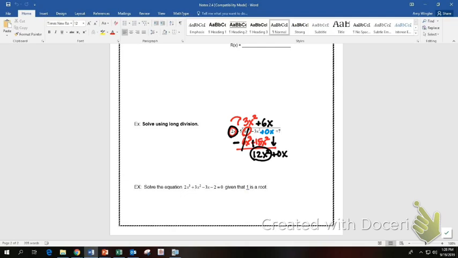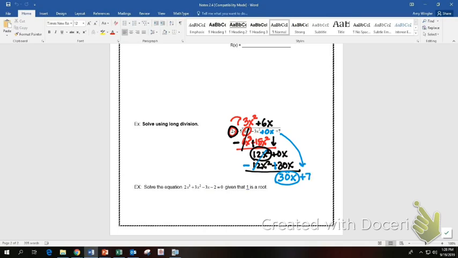So 6x times 2x is 12x squared. 6x times negative 5 is negative 30x. And now we have to subtract. Remember, when you subtract, you change both signs. The first term's going to cancel out, and 0x plus 30x is 30x. So now you're looking right here. Ooh, I forgot to drop down the 7, and I want to drop down that 7.